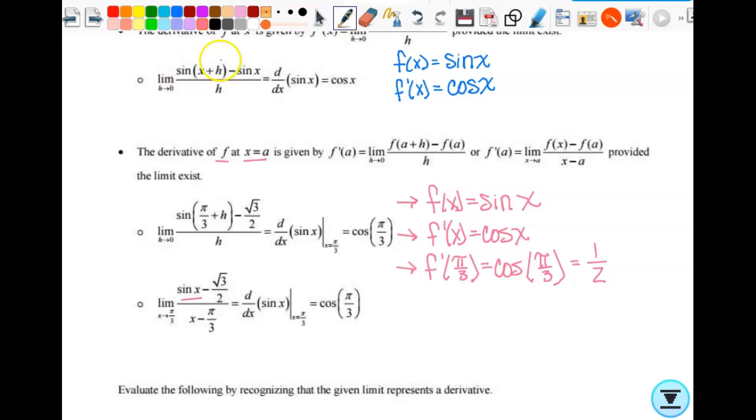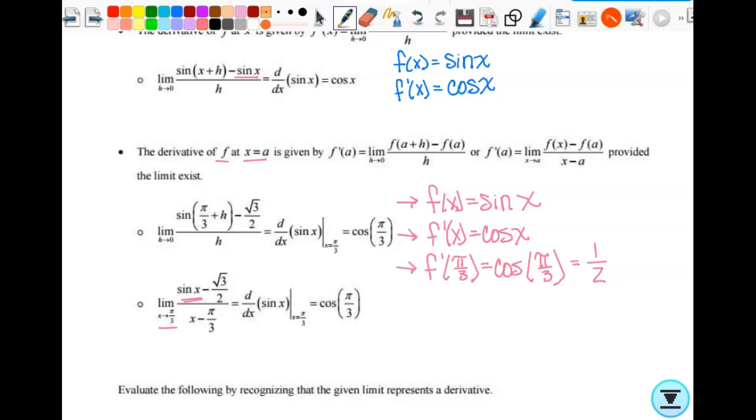So if you have x's and h's, there's your function right there. If you have h and a value, then it's whatever that value plus h is. You kind of take it out of that. And then if you have x approaches something, then this first part is your function. Okay, you see the 3 differences there? 3 different ways we could look at it.